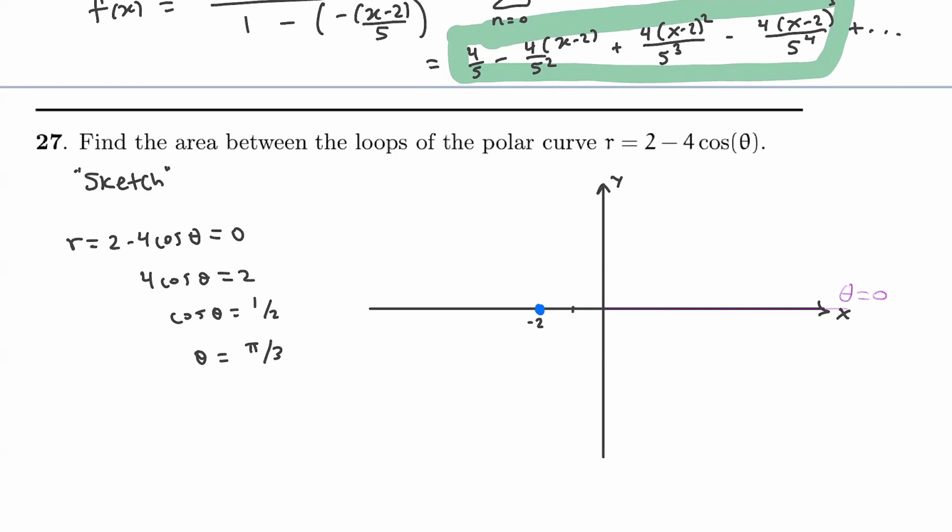Next, what do we get when theta is equal to pi over 3? Pi over 3 is 60 degrees, so 60 degrees is somewhere here. That's theta equals pi over 3. How do we know it's pi over 3? Because I would have selected the next angle, which is pi over 2, but I know that r is equal to 0 between 0 and pi over 2, and that's what we got, pi over 3. What do we get when theta is equal to pi over 3? We get 0. So it will go back to the origin.